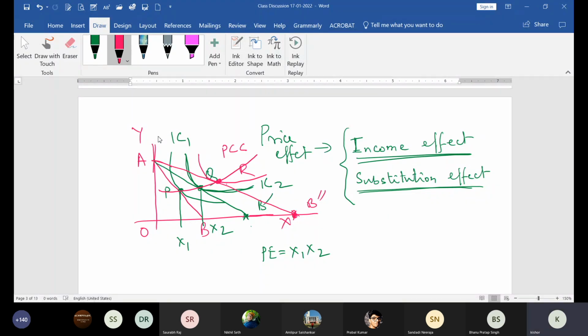Anyway, so tomorrow I will discuss and elaborate more about income. Tomorrow means next class, income effect and substitution effect, and that will be the end of this chapter. Then I will move on to your demand and supply.